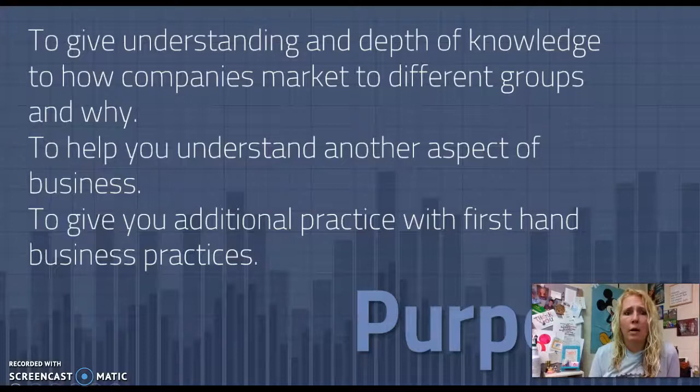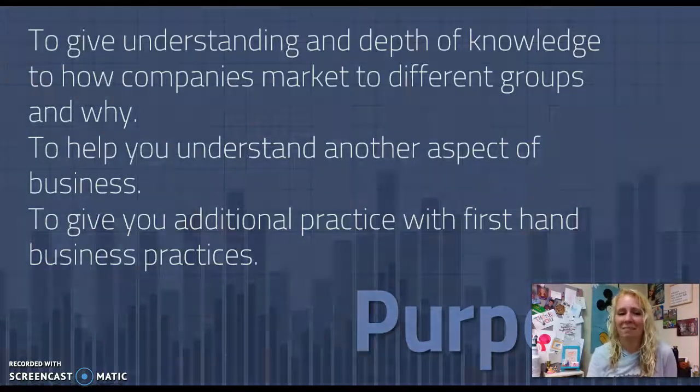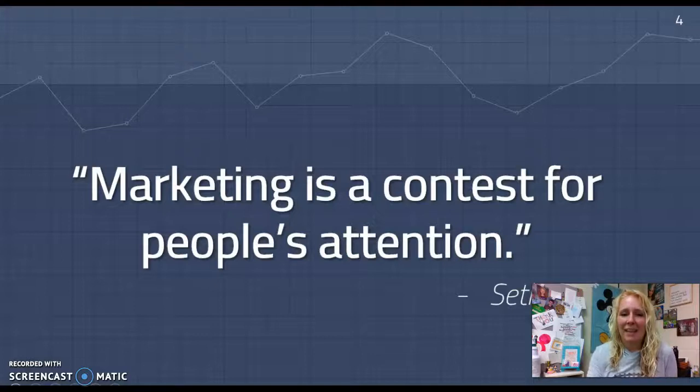So our purpose, why are we doing this? To give you an understanding and depth of knowledge to how companies market to different groups and why, to help you understand another aspect of and to give you additional practice with first-hand business practices. I like this. Marketing is a contest for people's attention, and this is by Seth Godin. It's really what marketing is. You are trying to get people's attention so they buy the products or the services that you are offering.